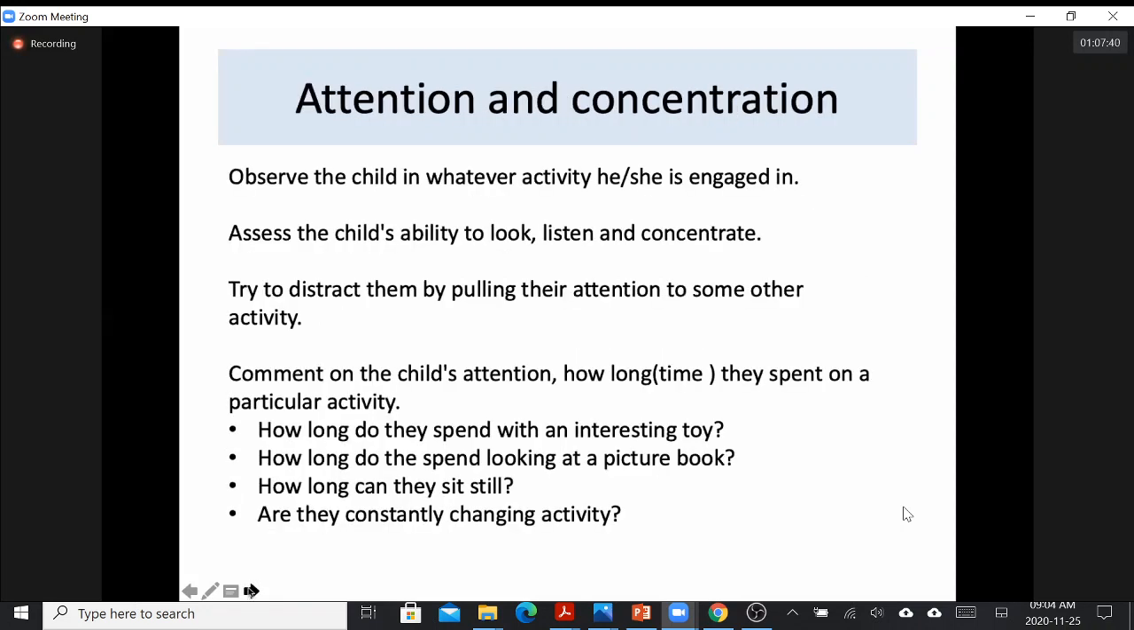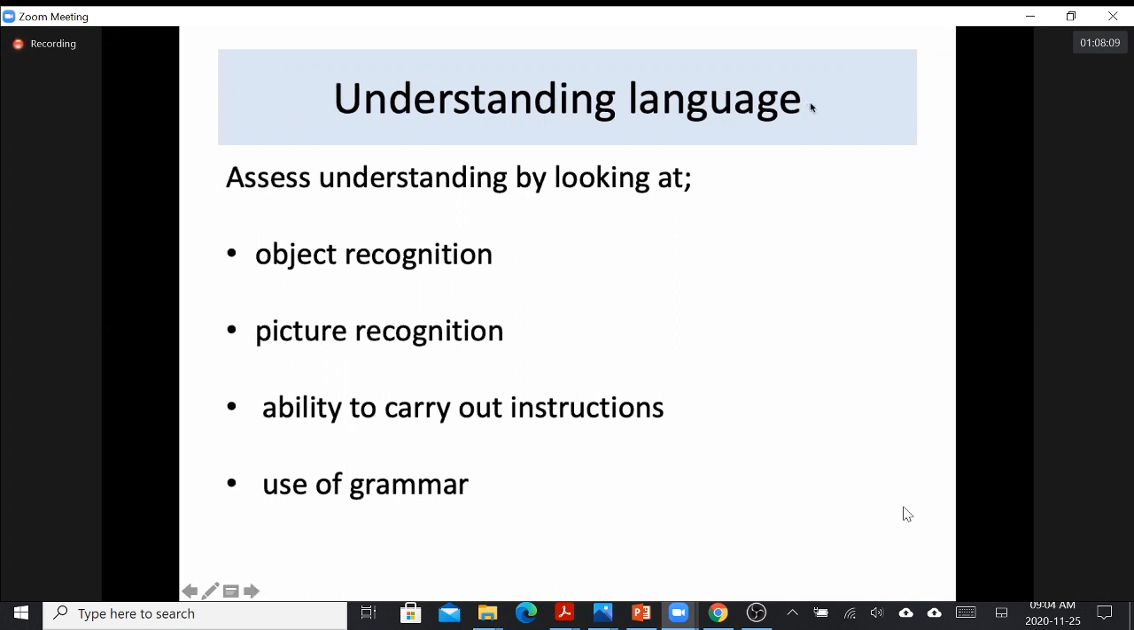Attention and concentration: you observe the child in whatever activity he or she is engaged in. You look at the child's ability to look, listen, and concentrate. You try to distract them by pulling their attention to some other activity. And you can comment on the child's attention span and how long they spend on each activity. How long do they spend with a toy, a book? How long can they sit still? And are they constantly changing?